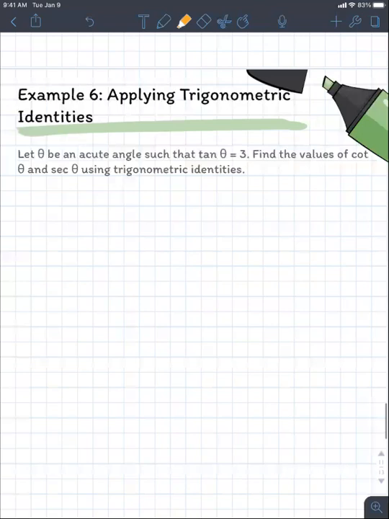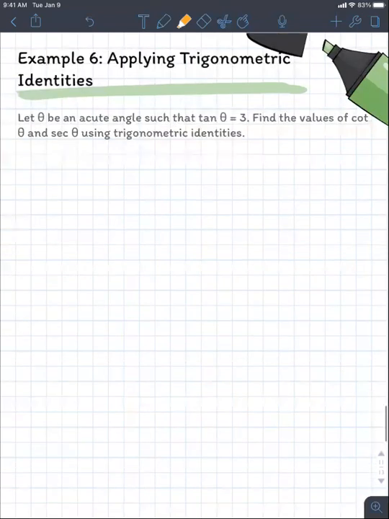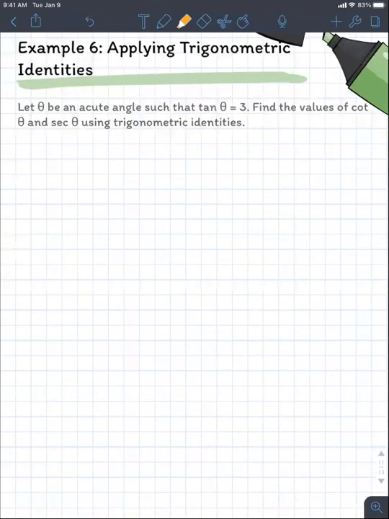This, example 6, is very similar to the example we just did, so I'm not going to go through it as slowly, but we can still go through it. We have tangent of theta equals 3, but I want to write it as a fraction because all of these are ratios. So I'm just going to put it over 1, because now I know that this is my opposite side and this is my adjacent side, because tangent is opposite over adjacent. So we'll go ahead and draw our triangle.